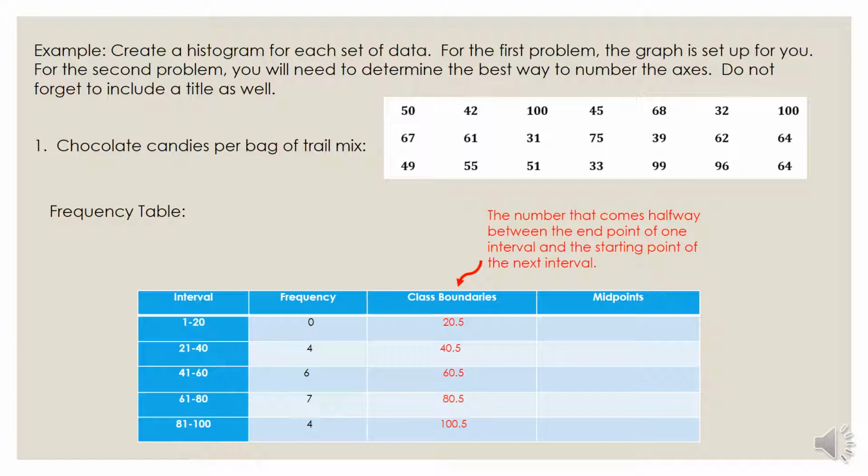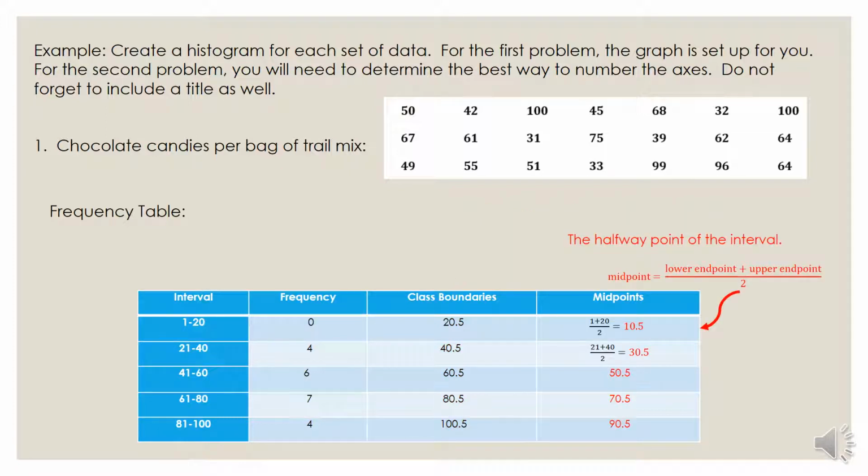Next, we will fill in the midpoint column. There's a formula for the midpoint, and just like I said before, the midpoint is the halfway point of the interval. So to find the midpoint, you're going to take the lower endpoint plus the upper endpoint and divide that by 2. You can see I've shown you what I'm plugging in for the first 2 midpoints. For the first interval, I did 1 plus 20 divided by 2, which is 10 and a half. And then for the second interval, I did 21 plus 40 divided by 2. And then the rest of them, I just went ahead and filled them in. I kind of followed the pattern.